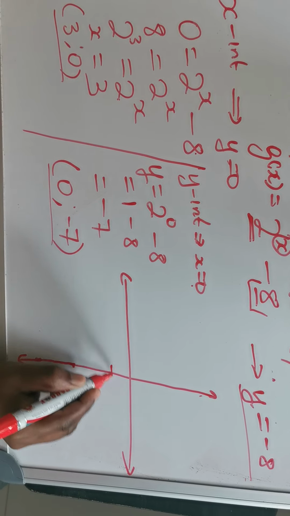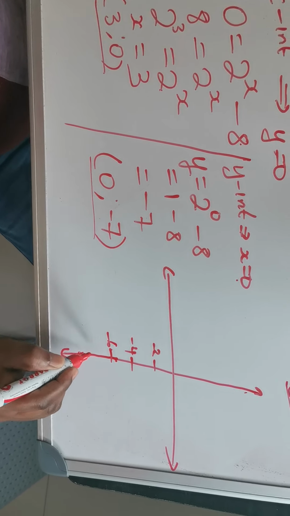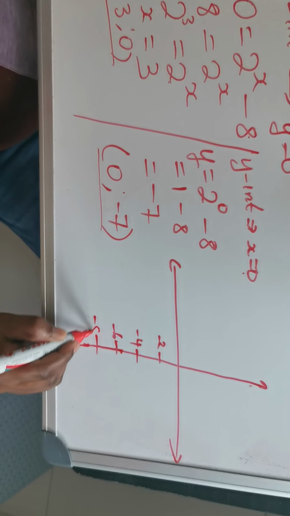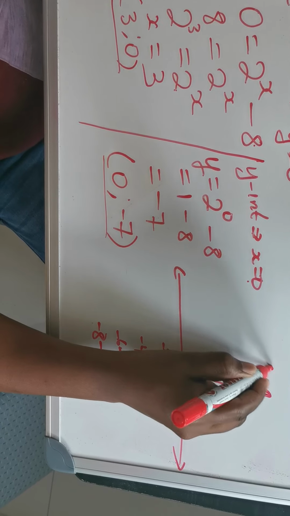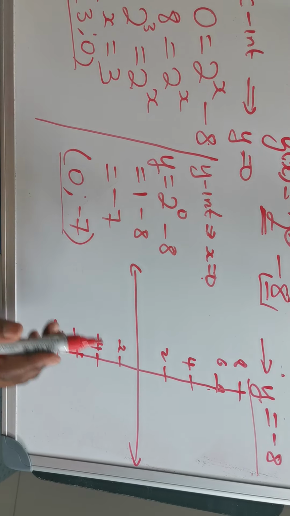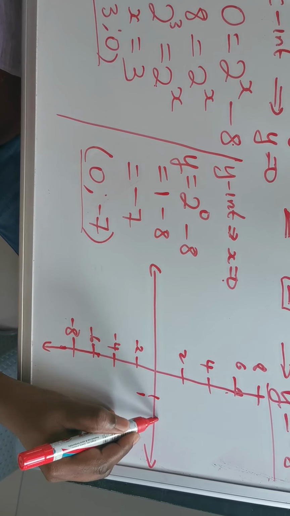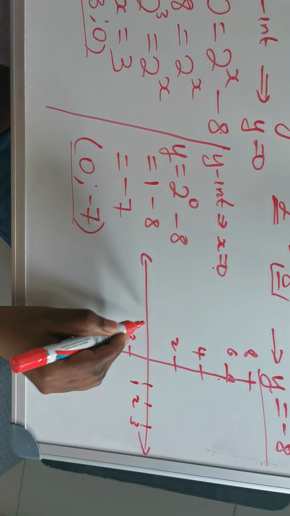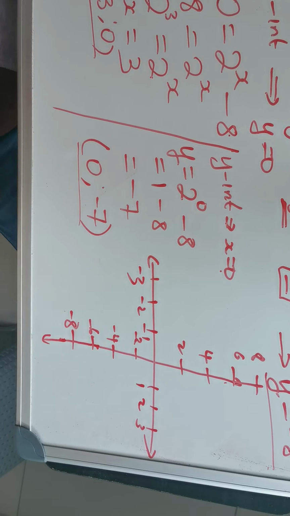So let's say this is negative 2, negative 4, negative 6. This is negative 8, and this one should go like that. So this should be 2, 4, 6, obviously you have 8 up there. And along the x-axis you have 3, so this can go like this: 1, 2, obviously is 3, and this is -1, -2, this is -3.